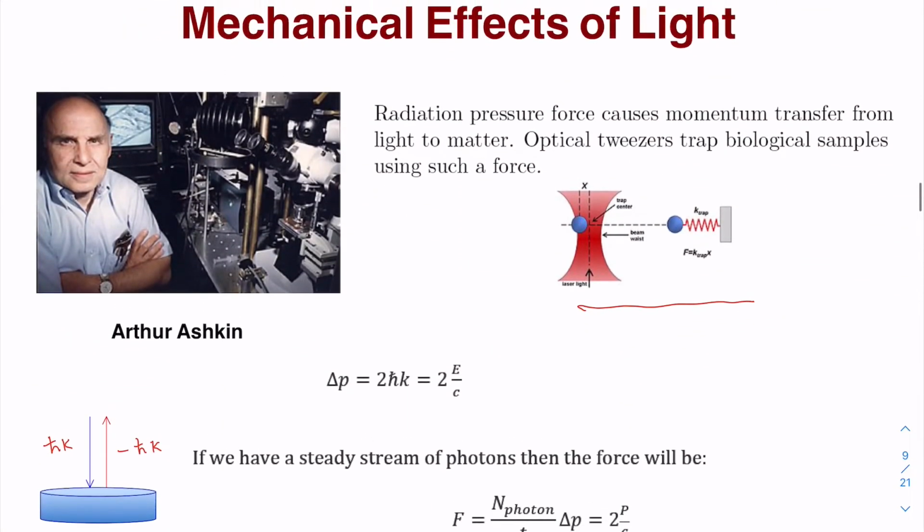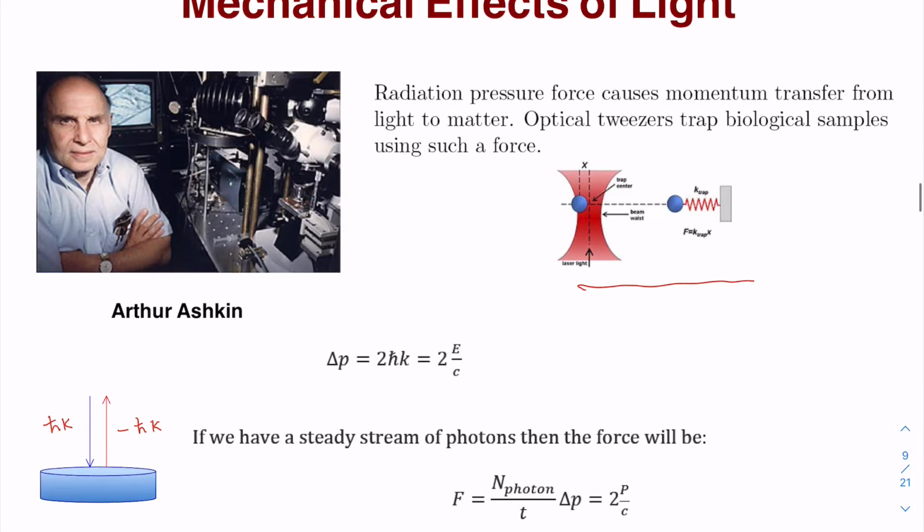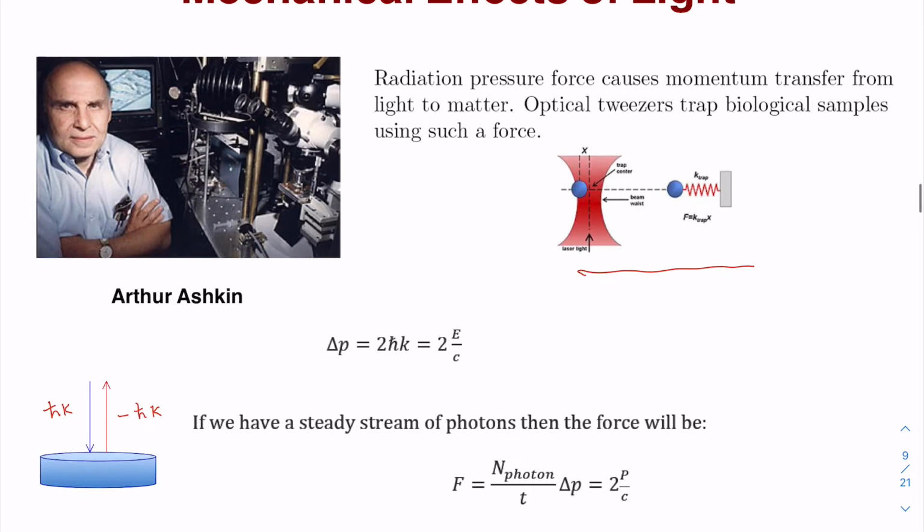The main mechanism behind this interaction between light and mechanics is the so-called radiation pressure force, and we discussed it. It was primarily due to Arthur Ashkin, who started this area, and he studied these things in great detail. It's very easy to understand.